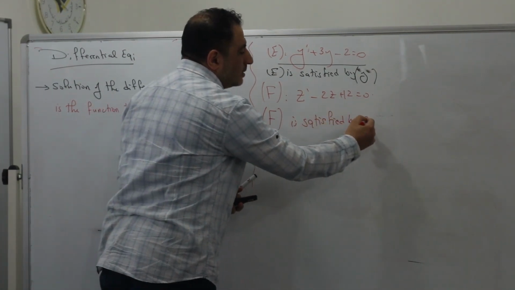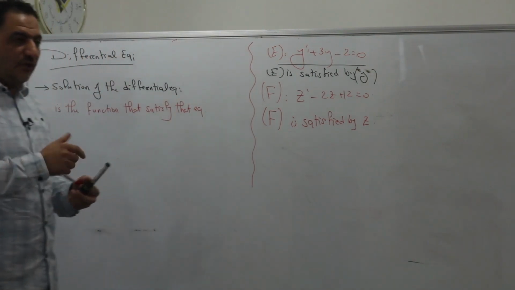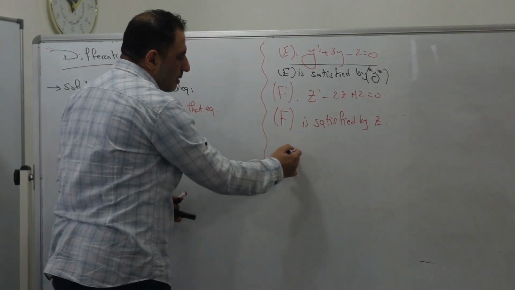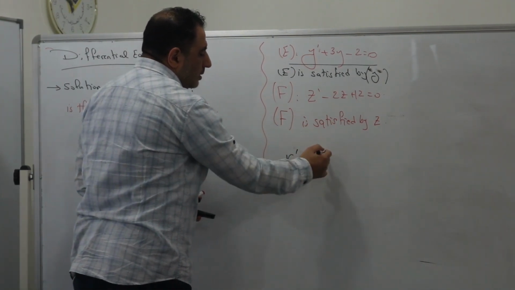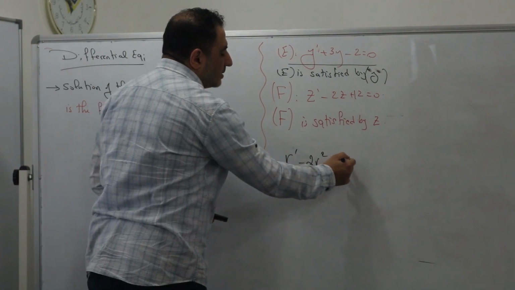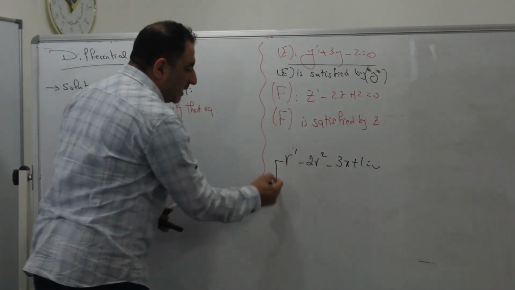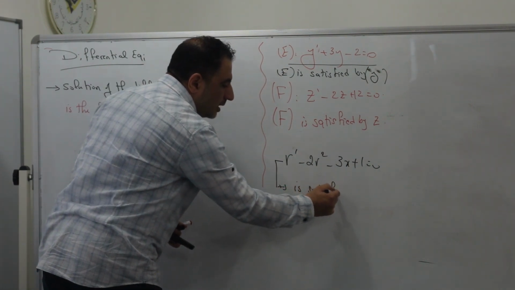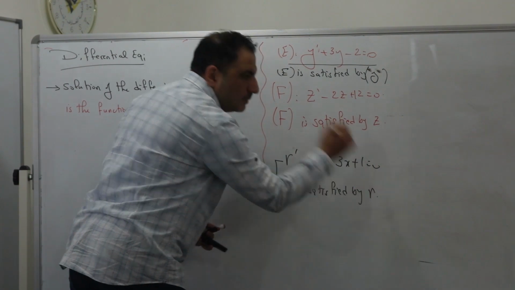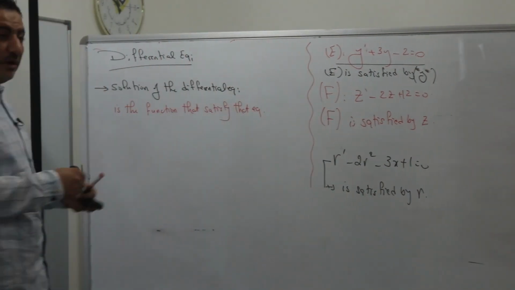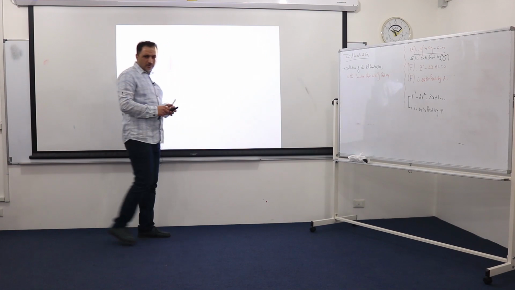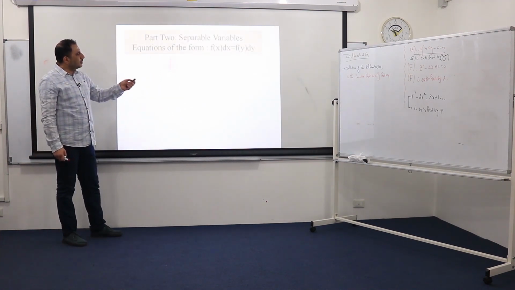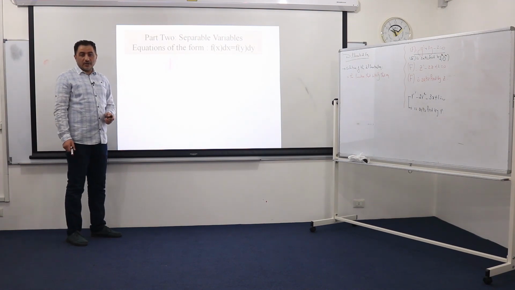by the function z. So, if you have, for example, that equation, let us write, for example, r prime minus 2r squared minus 3x plus 1 equal to 0. This equation is satisfied by the function r. Those are very important. They are very simple, as you will see here, because in some exercises you are going to face that problem.